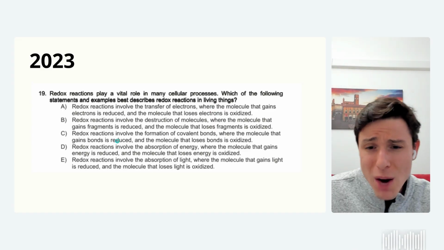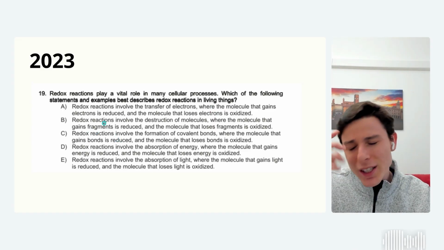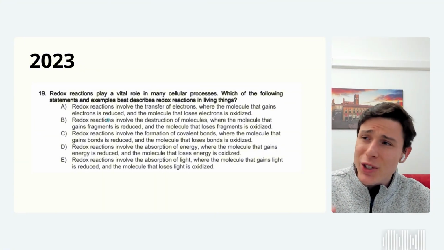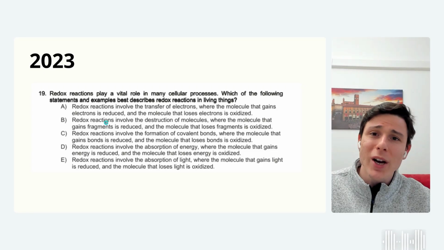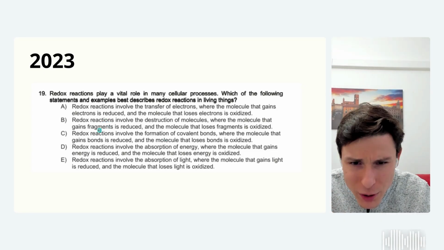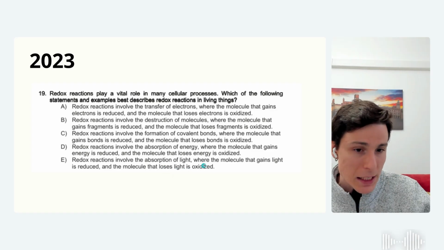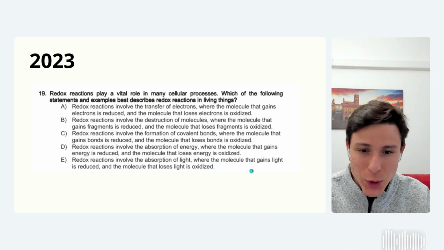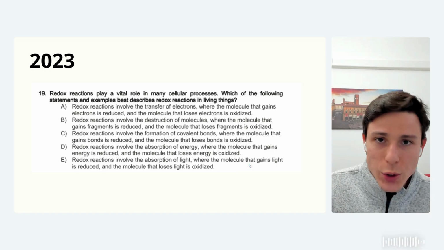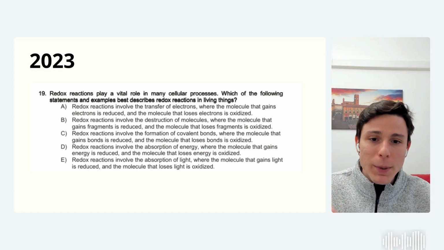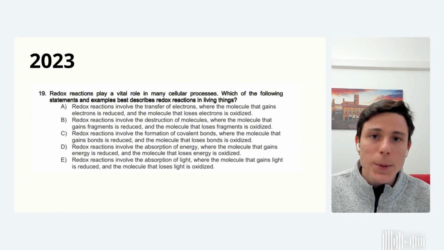You're going to see that the other options here don't really make that much sense. One thing I want to say about the questions is that some of them just kind of scream the right answer at you because the other ones don't even make sense. Let's take one here, for example: a redox reaction involves the absorption of light where the molecule that gains light is reduced. There's nothing even close to it. So for these questions, if you have a little understanding of the topic, you're going to find the answer with common sense. So that's good.